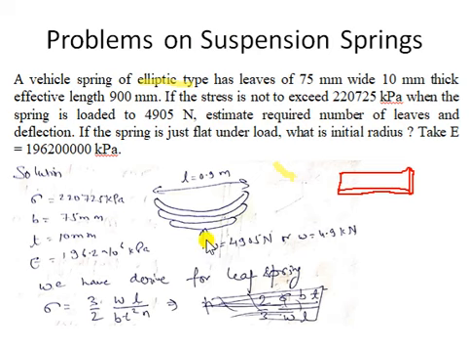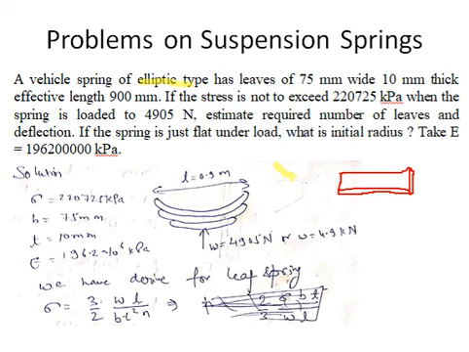Suppose a 4905 Newton weight is applied over the axle, so this load is transmitted to the spring. In this condition, stress should not exceed this value. So we need to estimate how many leaves are required in the leaf spring to achieve this condition. Now assume that initially the leaf spring is curved, and due to the application of the load the spring will try to flatten out. It has been asked that if the spring is flat under the load, what is the initial radius of curvature, that is, the radius of curvature of the spring before the load is applied. I hope the question is clear to all of us.